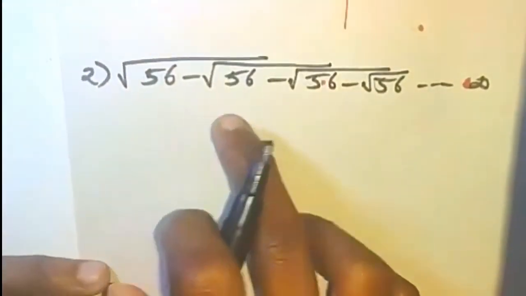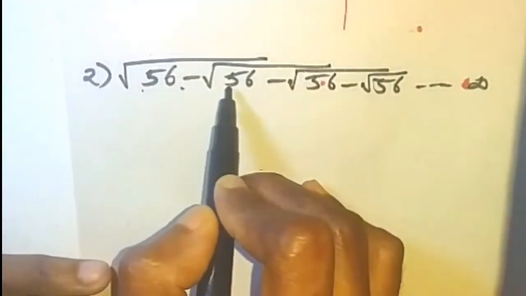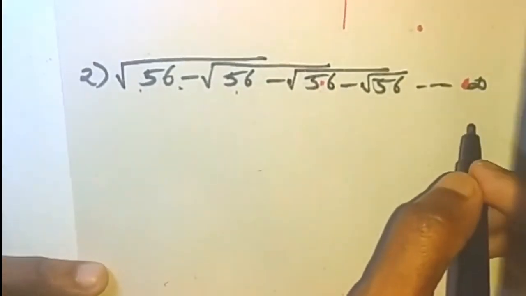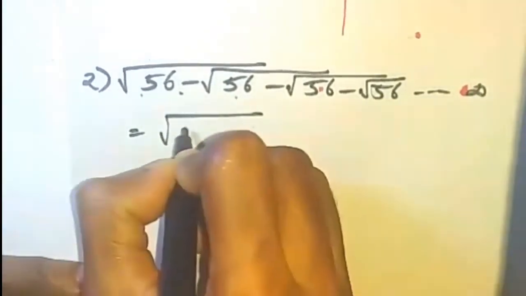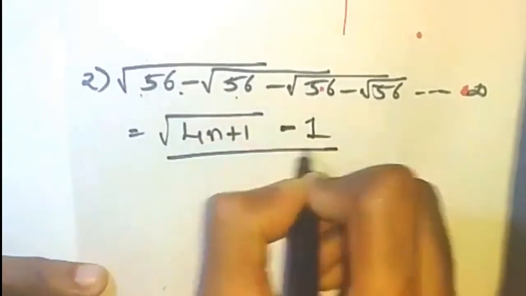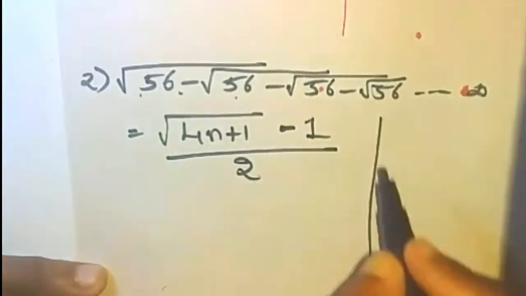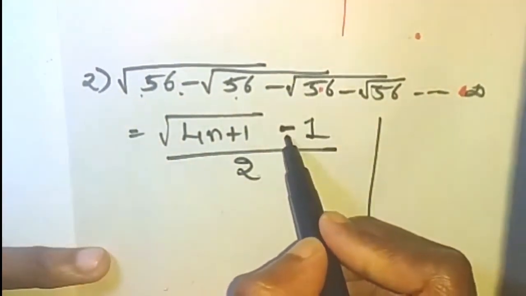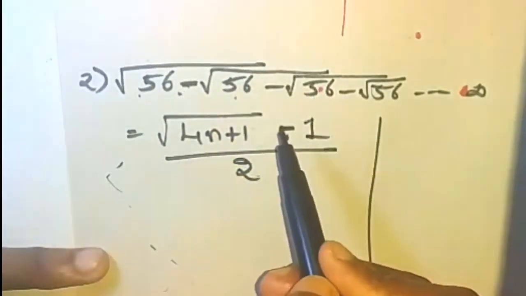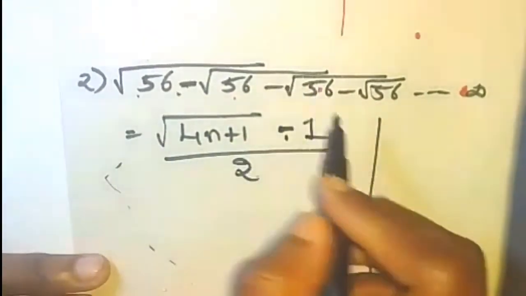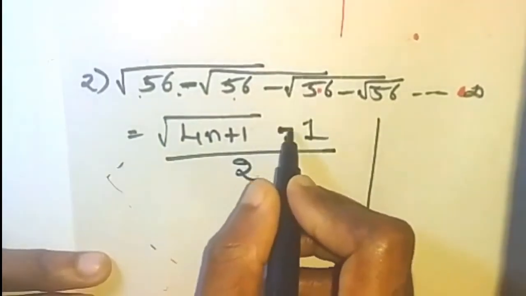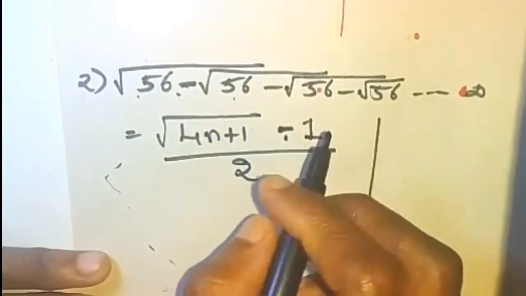Now this is one more problem, like under root 56 minus under root 56 minus under root 56, going on like this through infinity. We already had a formula, (under root of 4n plus 1 minus 1) divided by 2. So you'll get a doubt here, why am I taking minus here? Because in the question itself it is minus, no? That's why I'm taking minus. In the previous problem I took plus, because in the question there was plus. So it depends upon the question. Here the sign, minus or plus, changes.